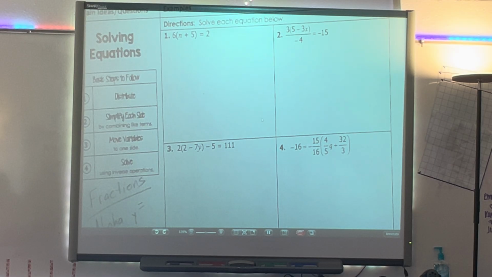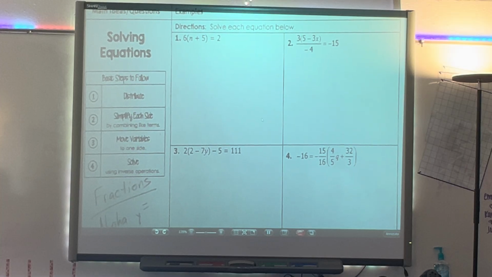All right, so when we solve equations, we basically do the order of operations in reverse. Everybody okay with that? What is your order of operations? Yeah, it's your PEMDAS. Everybody okay with that? But when we're solving, we're going backwards. Everybody good? Okay, so I'm not doing number 1. I'm going to come over here to number 2.